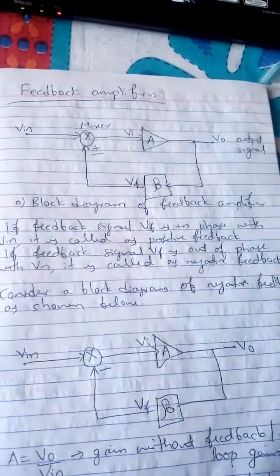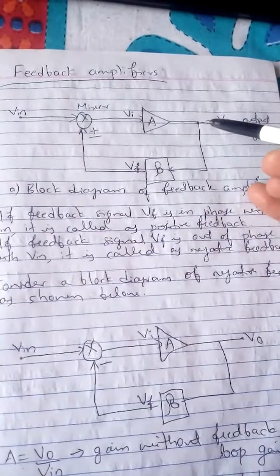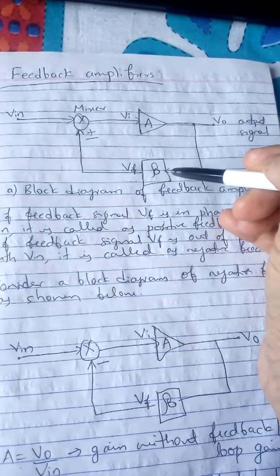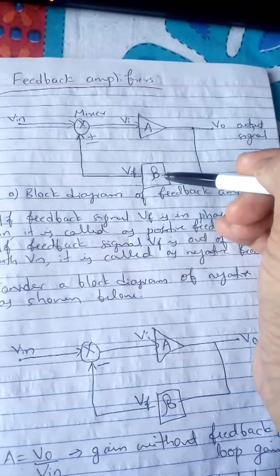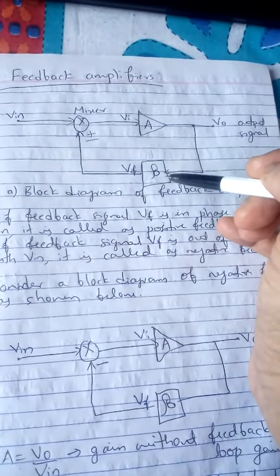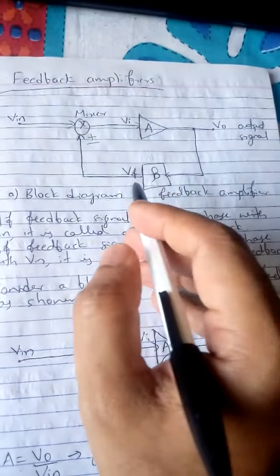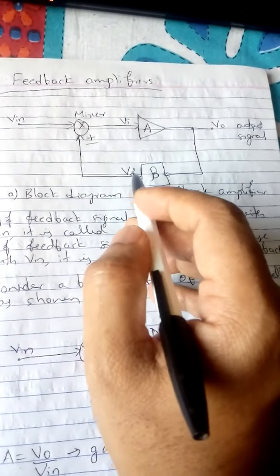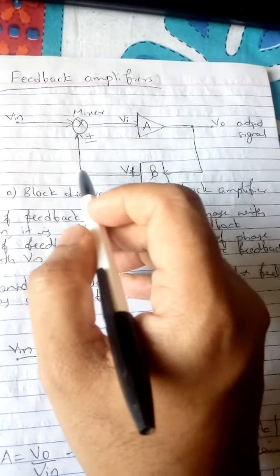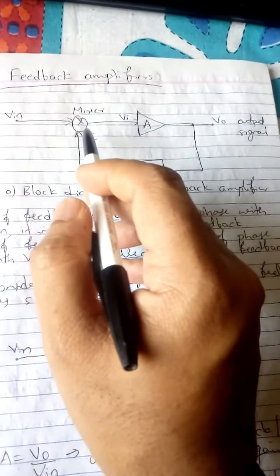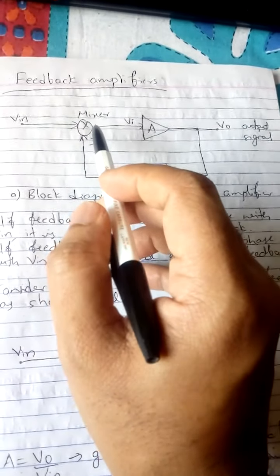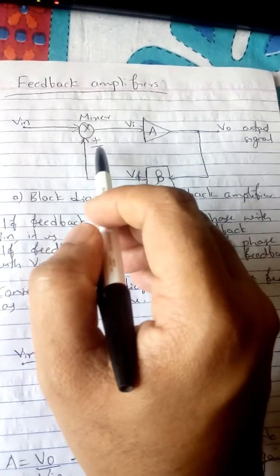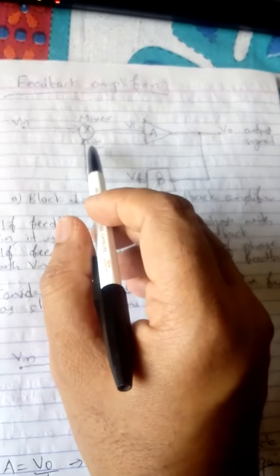So in feedback connection, what we are doing is we are taking some part of the output and that is being given to the feedback network beta. So beta is the feedback network. From the feedback network we are getting one more signal called feedback signal VF. That is again given to the mixer. So I can expect two signals at the mixer. First one is Vin, second one is VF.